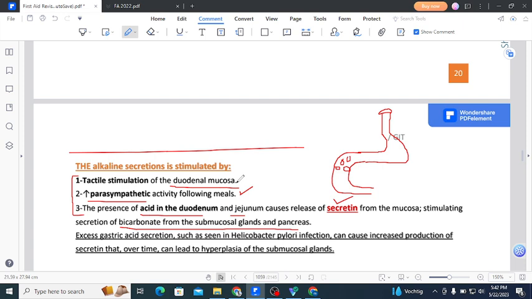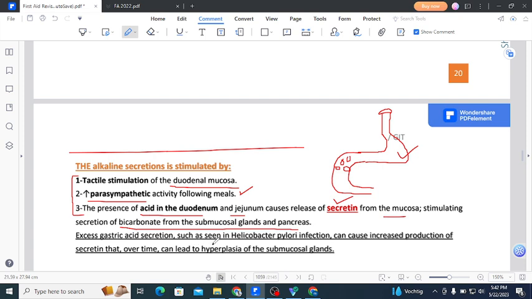Number three is the presence of acid in the duodenum. Whenever the duodenal and jejunal mucosa encounters the acidic content coming from the stomach, secretin is produced from the mucosa, stimulating the excess secretion of the bicarbonate from the submucosal glands and pancreas.